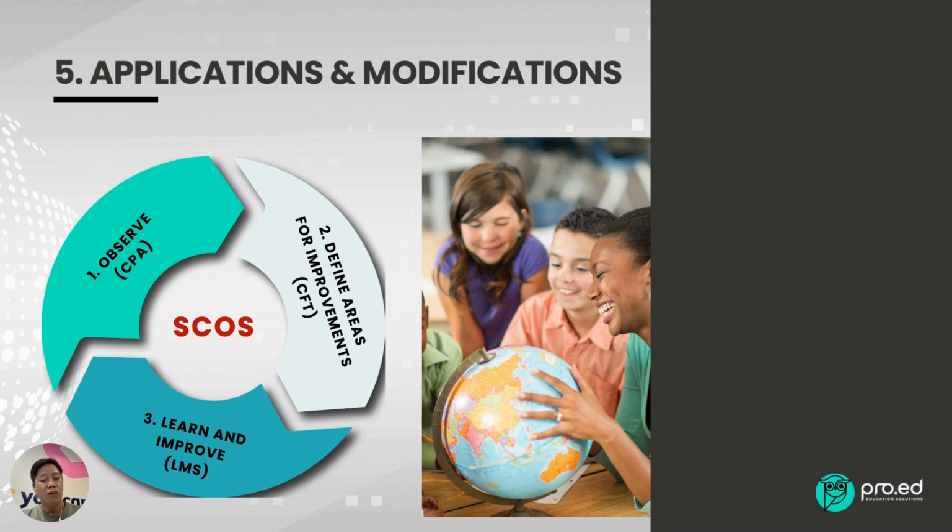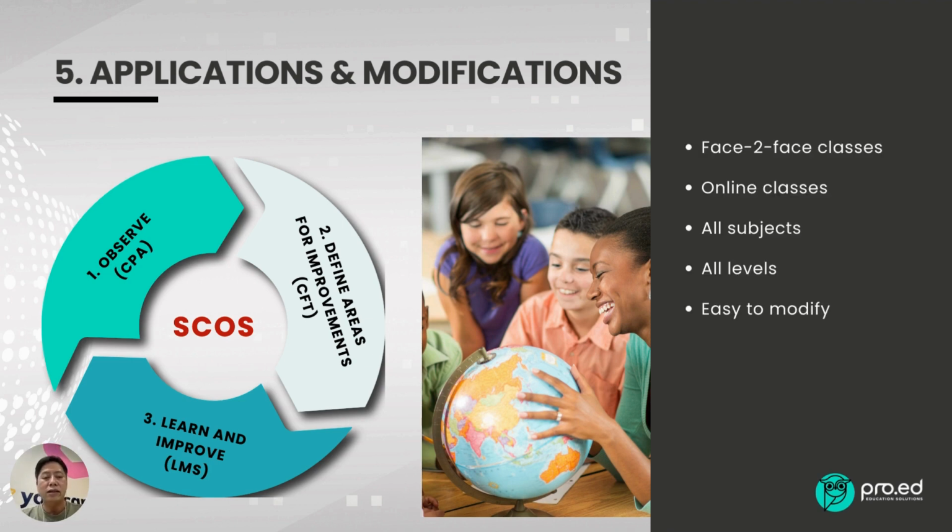Okay, how about modification? Actually, the SCOS is very flexible in terms of modifications because it can be used for face-to-face classes, online classes, all subjects, for all levels, and it is very easy to modify according to the school's needs. For example, if you think that there should be one more performance area, we can help to build the performance area for you. Or we can change the current performance areas to suit your school's needs.